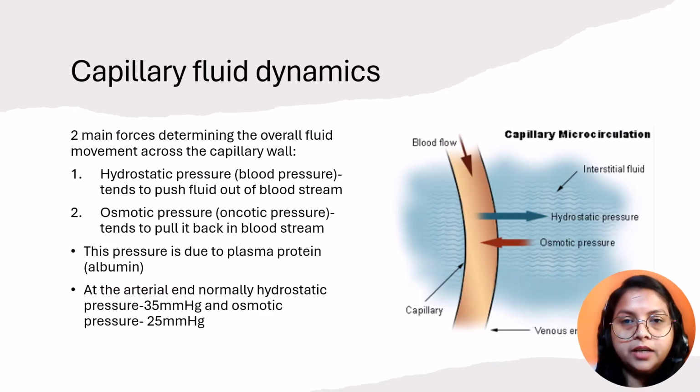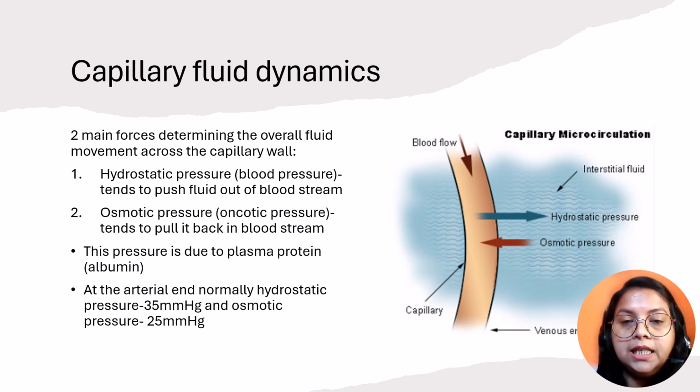Fluid exchange across the capillary wall is governed by two principal forces: hydrostatic pressure and osmotic pressure. Hydrostatic pressure is the pressure exerted by the blood against the capillary wall, which tends to push fluid out into the surrounding tissues. And the osmotic pressure, also called oncotic pressure, is largely maintained by plasma proteins such as albumin, which is secreted by the liver. Osmotic pressure pulls fluid back into the capillaries.